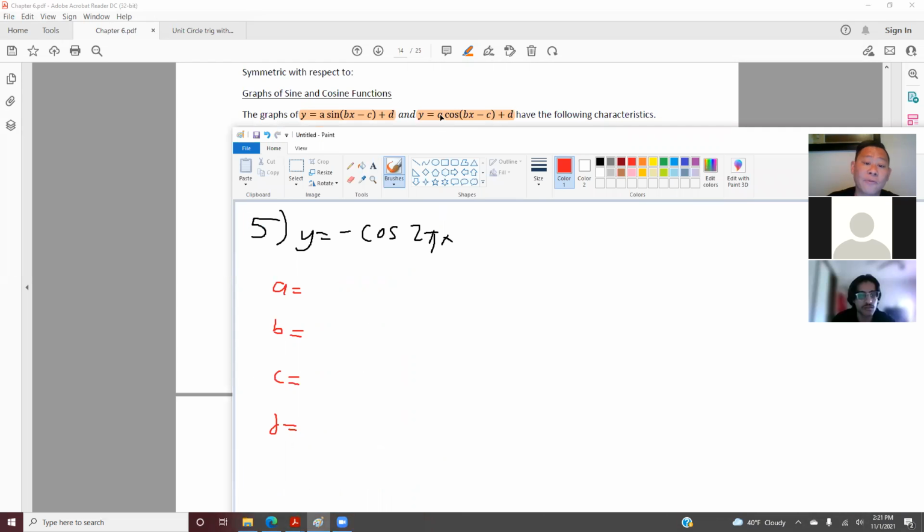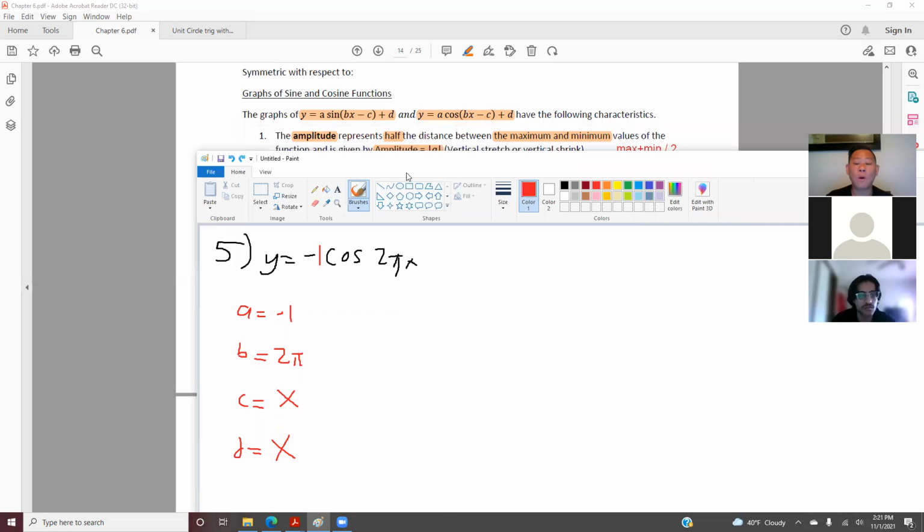A is the one that's out front of the sine or cosine. B and C are inside the parentheses, so make sure it's inside the parentheses. And D is at the end when you add or subtract. The A in this case is -1, which is outside here. Your B in this case is next to your x, so it is 2 pi. C and D, we don't have any, because we don't have a parenthesis addition here and we don't have an added D here. Since this question doesn't have those, we don't have C and D.